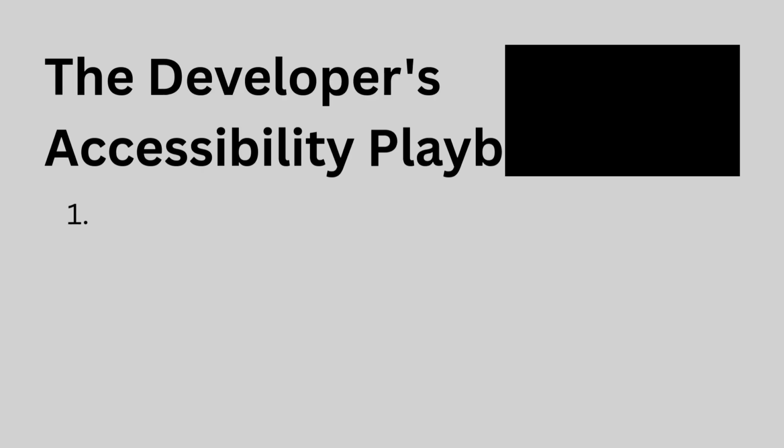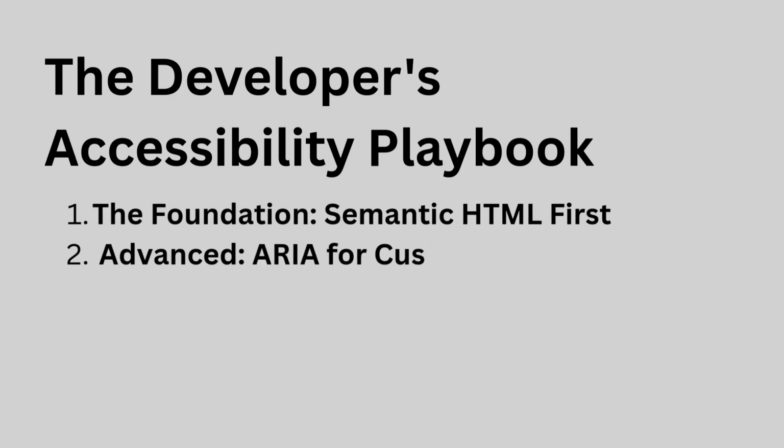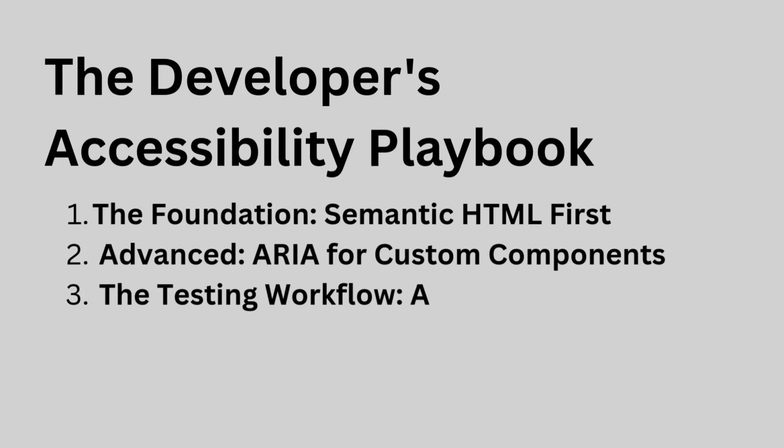So before we go to a few examples to show you how you can improve accessibility of even small components, let's talk about the developer's accessibility playbook, so to speak. So the first thing how you start with accessibility as a developer is what I mentioned already. You just implement everything using semantic HTML. After that, you go to ARIA, but again, only for custom components and only when you implement everything in the right way. In order to check if you implemented everything in the right way, you test.